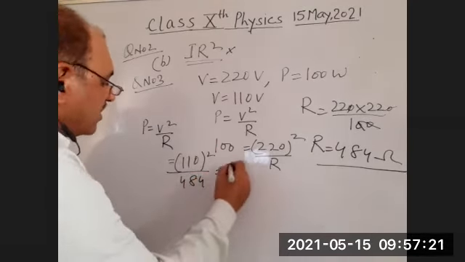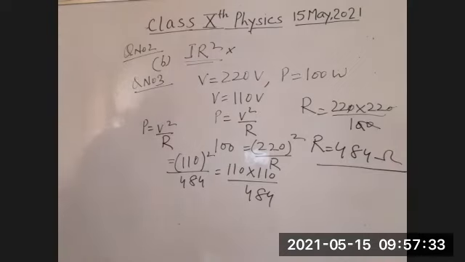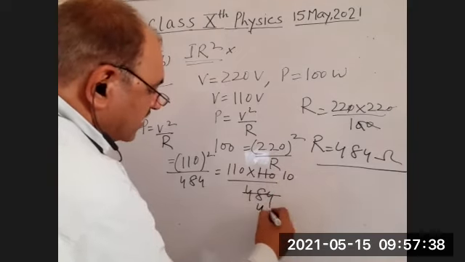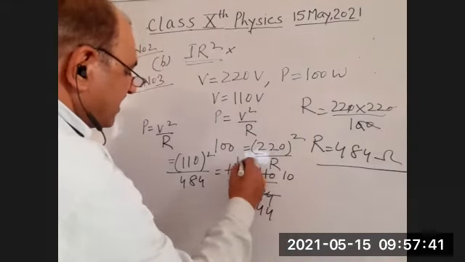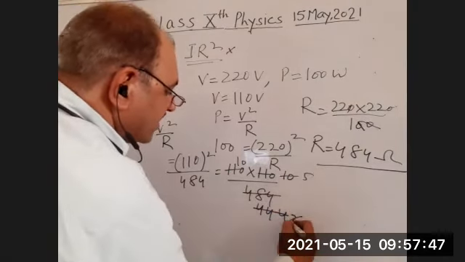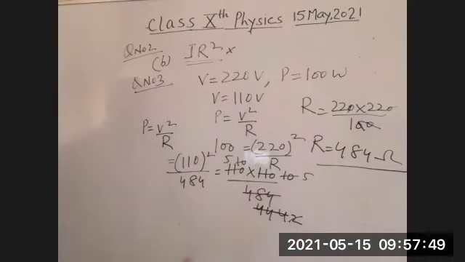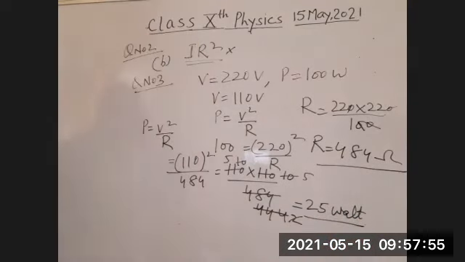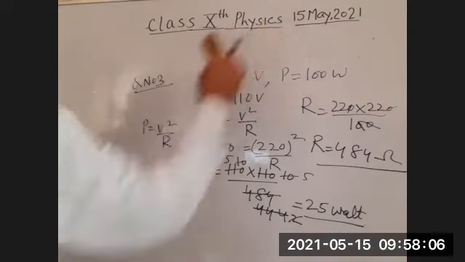When you solve this, 11 into 11 by 4, 11 into 11 is 4 times, again 2 into 2 is 5, 5 into 5 is 25 watt. 25 watt is the correct answer of question number 3 of your NCERT, students. Please note down. It is a very, very important question.